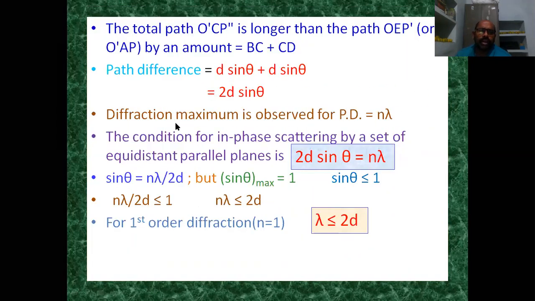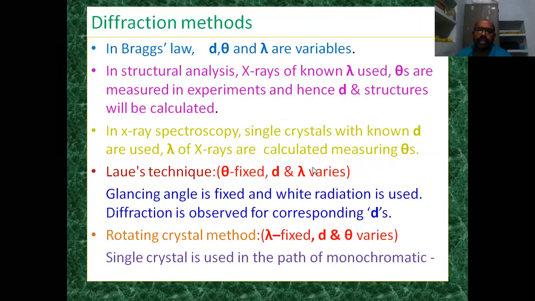There are different diffraction methods. In the above formula, 2d sin theta is equal to n lambda, where n is the order of the diffraction. If n is equal to 1, we observe the first order pattern. If n is equal to 2, we observe the second order pattern. Except n, the remaining variables are d, theta, and lambda. d is the interplanar spacing, theta is the glancing angle, and lambda is the wavelength of X-rays used. These are the variables.